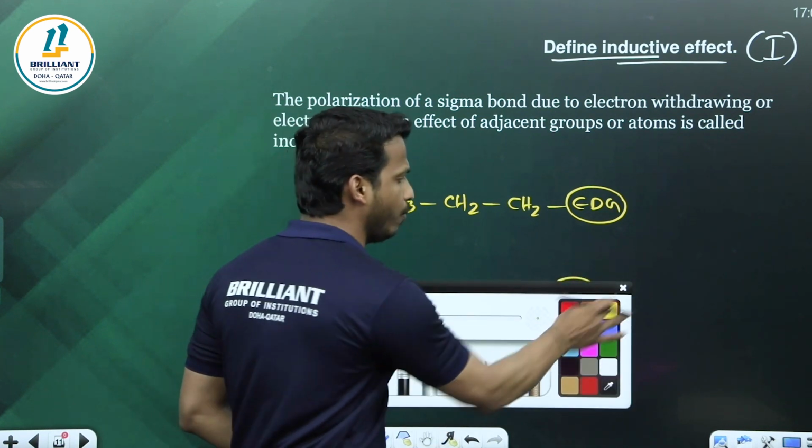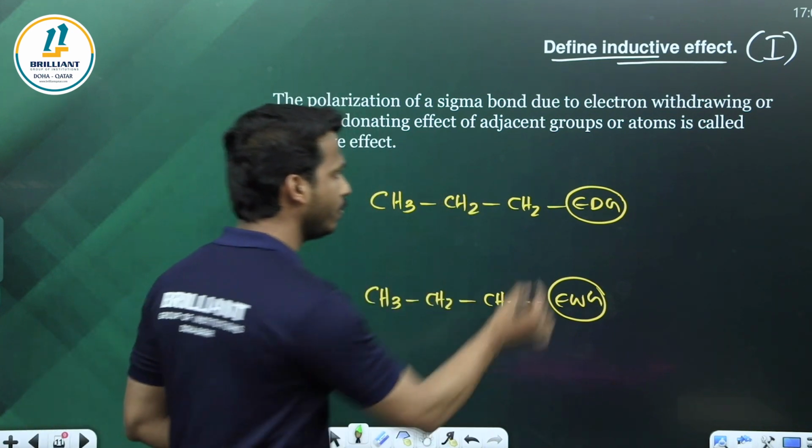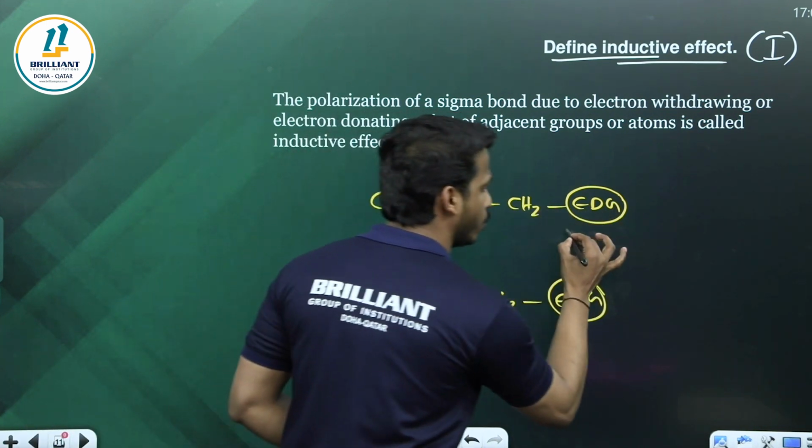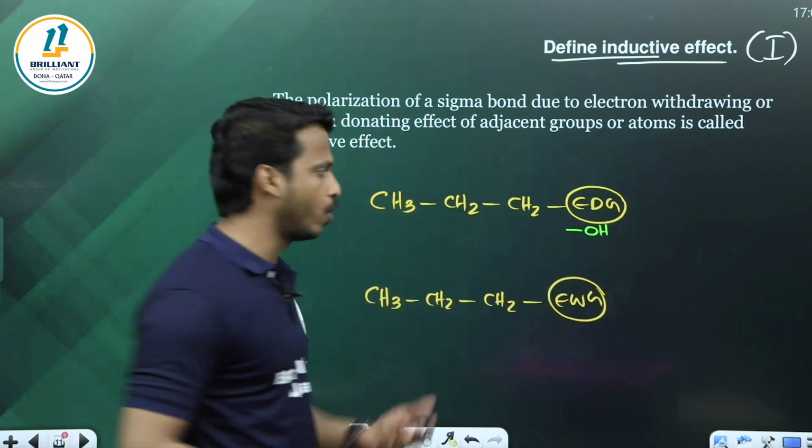Okay. Let me give you a general list of electron donating and withdrawing groups. In general, electron donating groups are OH, alcohols, they are electron donating.